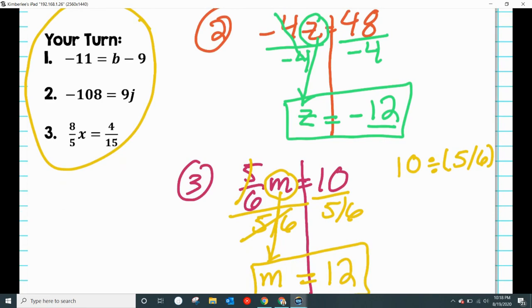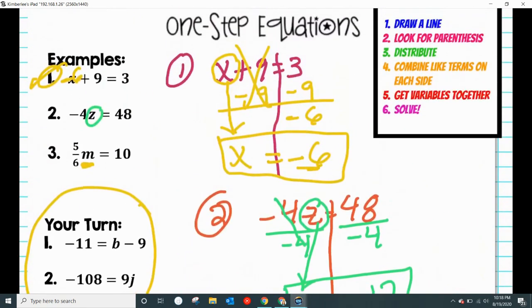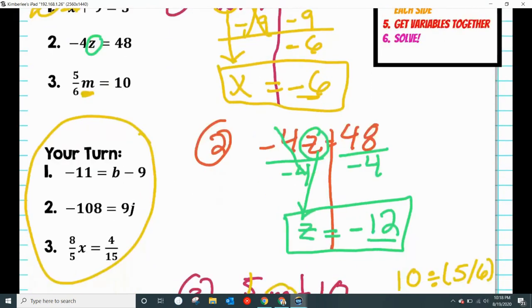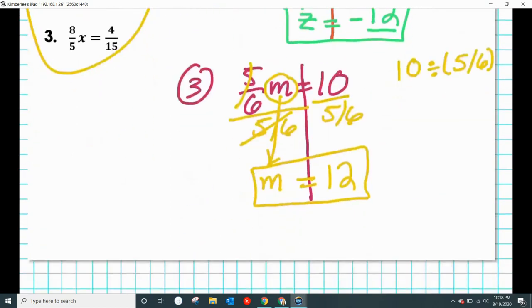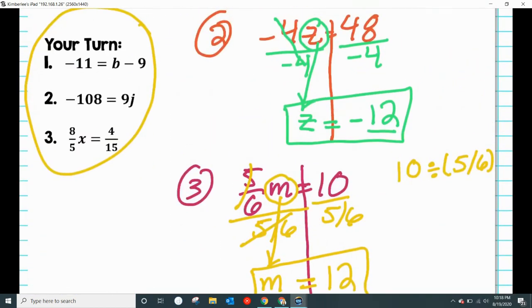We're moving on. So there are your 3 examples. I want you to solve your turns. So I want you to pause your video right now and work on those 1, 2, and 3, your turn, on the same sheet of paper. When you finish, take a picture like I showed you and upload it into your slide, okay?